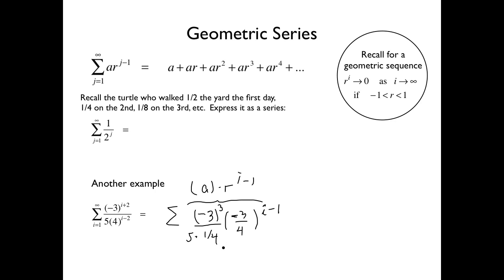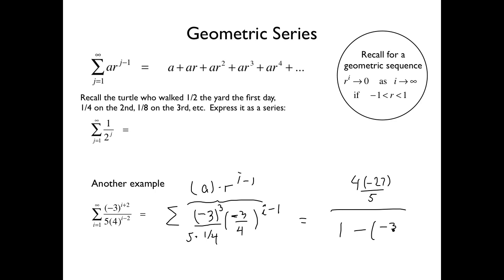All right, did I lose you? Yeah. No, the A is all of this. It's everything multiplied by the R to the I minus 1. So what is A then? 4, so the 4 can come up top. So 4 times negative 27 over 5. So this thing equals A, which is 4 times negative 27 over 5. There's our A. Over 1 minus, what's R?